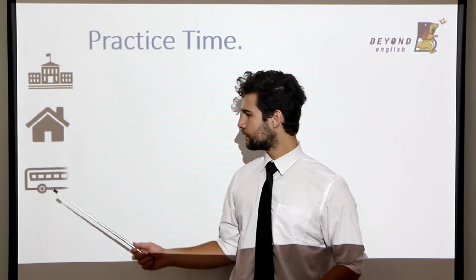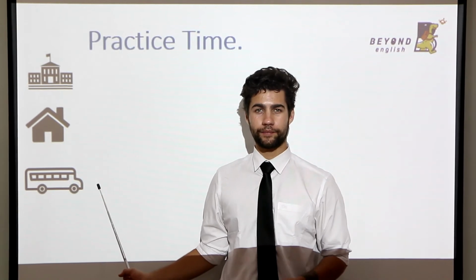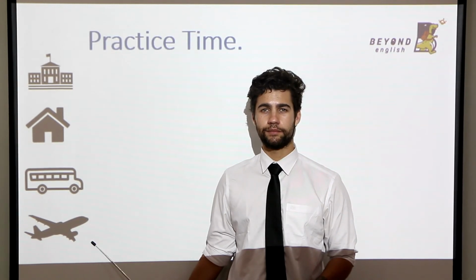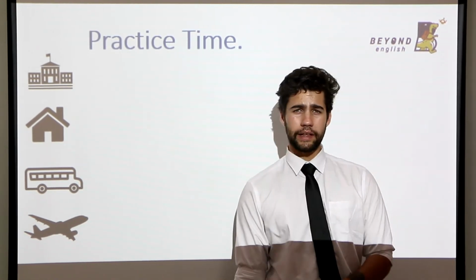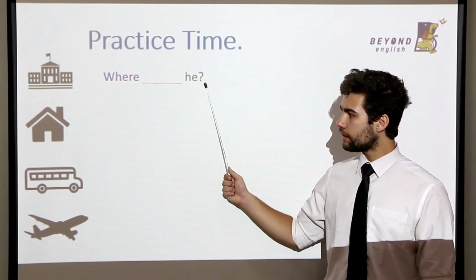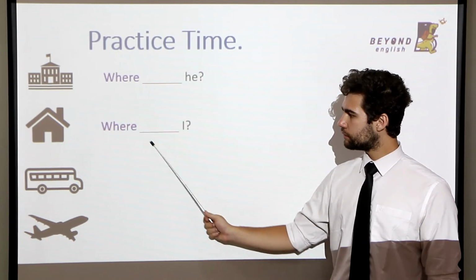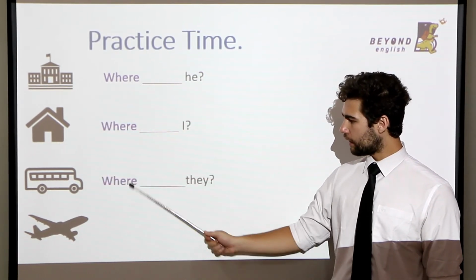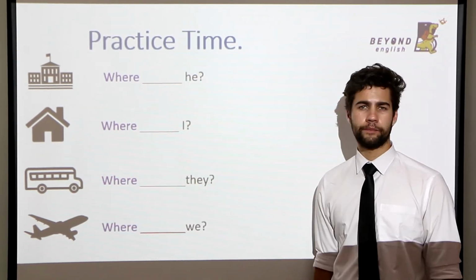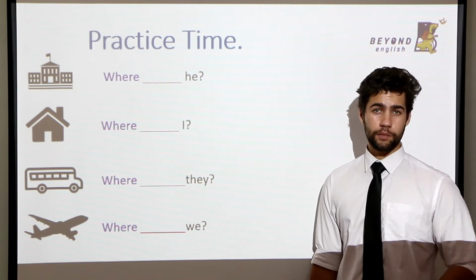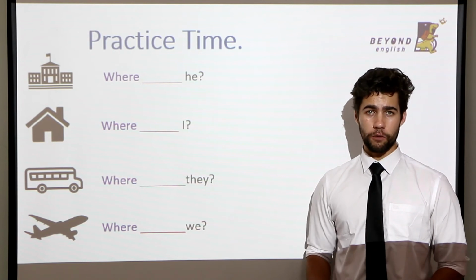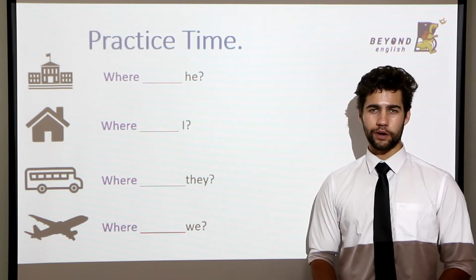After that, a bus. And last, a plane. Well done. Now, let's look at some sentences. Where, he. Where, I. Where, they. Where, we. Now, do the same as before. Pause the video and write down the correct form of the verb to be. Let's go.